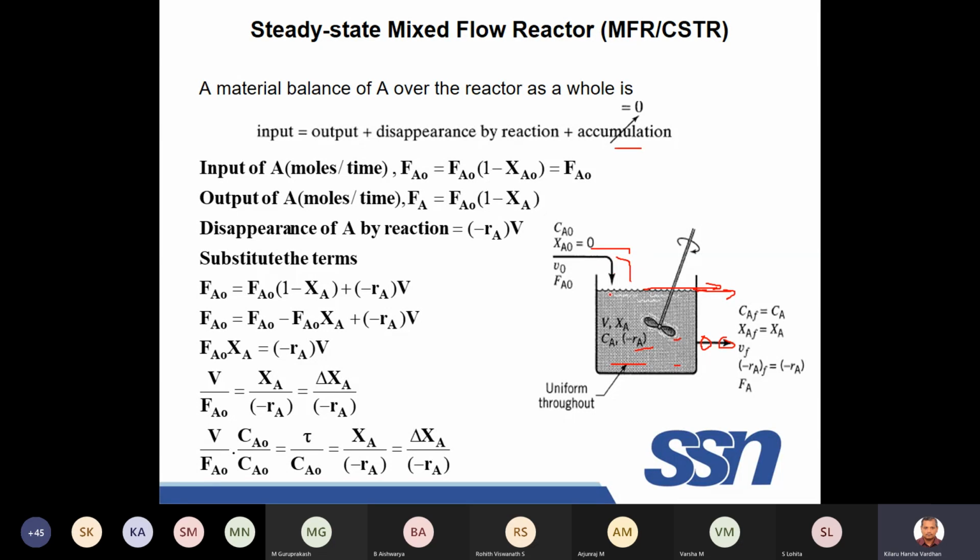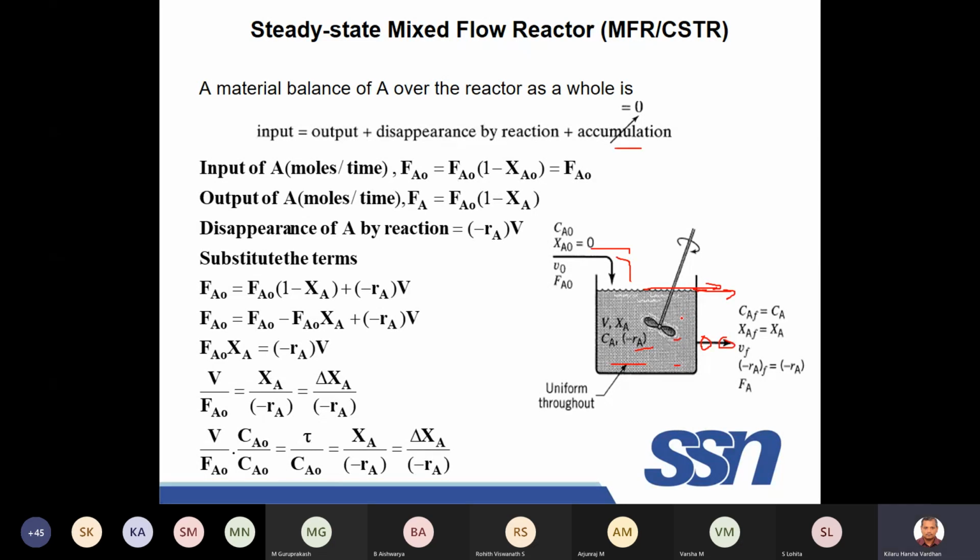Here, what is happening? Yes, Varsha. Sir, whereas in MFR, I think there is continuous input and continuous output, so I'm just guessing the retention time will be less. Yes, guess is correct. But why is the retention time less?